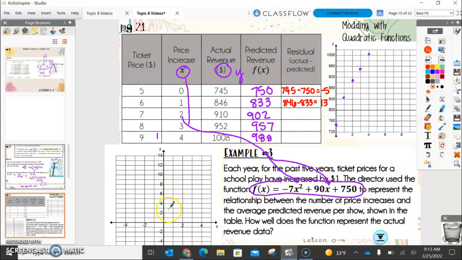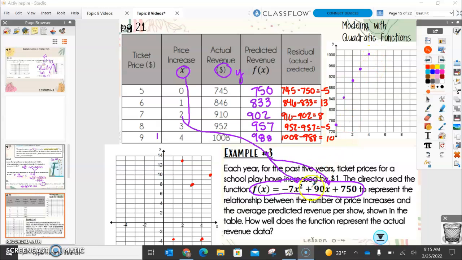We plot our residuals on this graph. So at 1, my graph was off by a -5. And at 2, my graph was off by 13. By plotting the residuals, and let me finish this real quick here for us, I plotted all the differences in what I actually did and what my data projected. What we know when they ask how well does this function represent the actual revenue data, we can tell that it's a good function. Now we kind of saw that this was a pretty good parabola, not too bad.